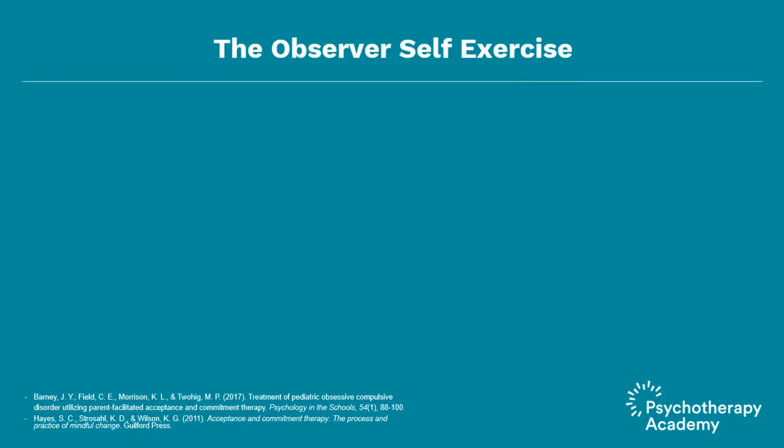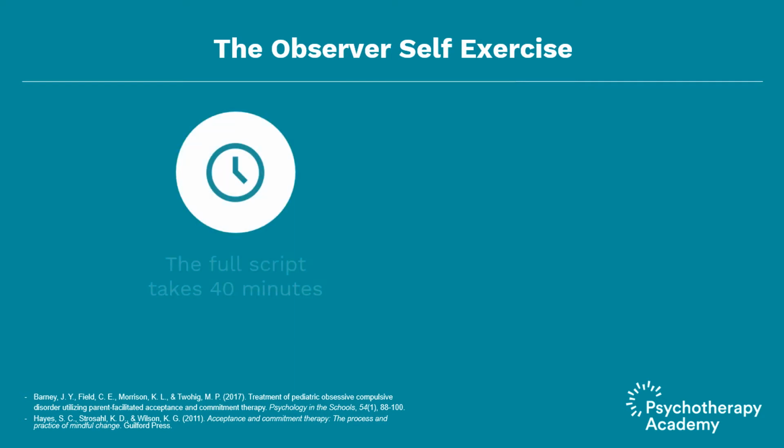This longer exercise is called the observer self exercise. It's a common self as context practice. It's one of the ones that was originally written about in ACT. And I come back to it time and time again because it is one that is consistently effective for my clients. Now, the full script for this takes about 30, 40 minutes to go through, depending on how long you pause and how long you settle into certain experiences.